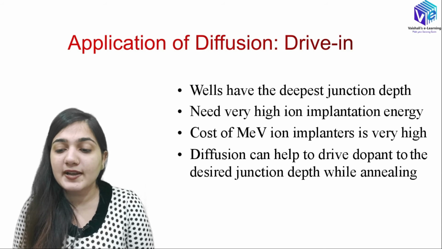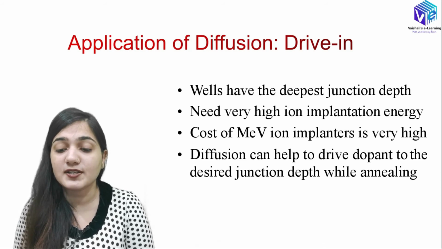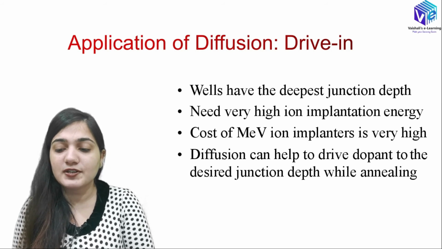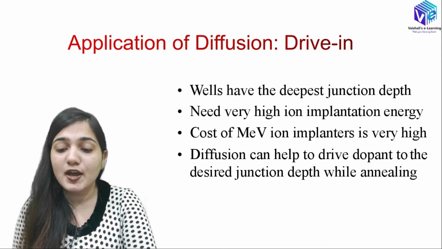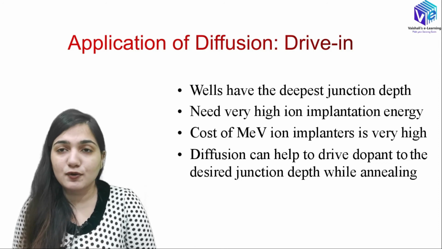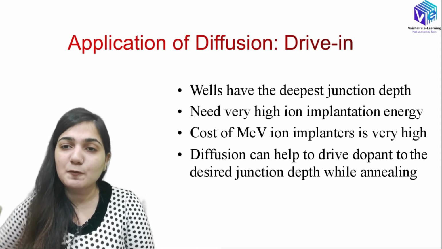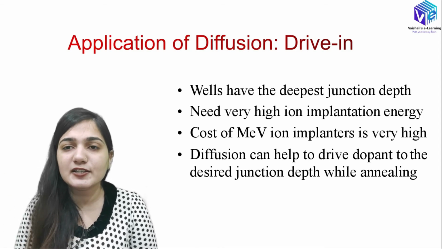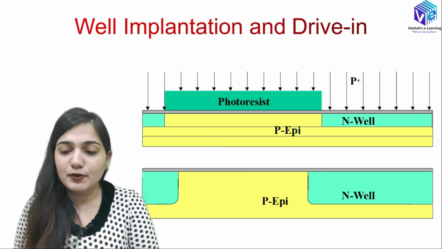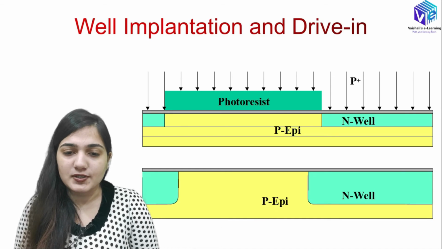So the cost of mega electron volt ion implanters is very high. Even the diffusion process is very cheap as compared to ion implantation. Diffusion can help to drive dopants to the desired junction depth while annealing also. So an annealing process as a separate process is not required. Inside this process also annealing will be happening, and I will be discussing annealing in a separate lecture. So we don't require annealing as a separate process.